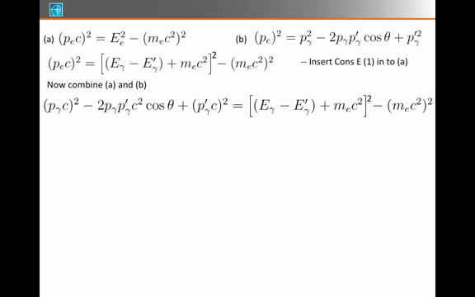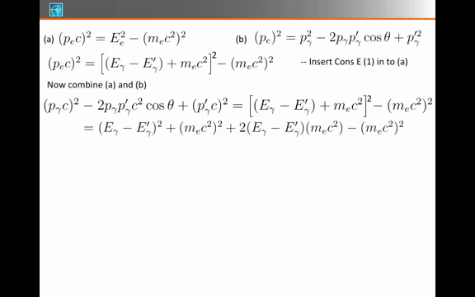And we have the right-hand side of equation B equal to the right-hand side of equation A. Notice that the only things left now are theta and the incoming and outgoing photon energies. Nothing to do with the electron at all.